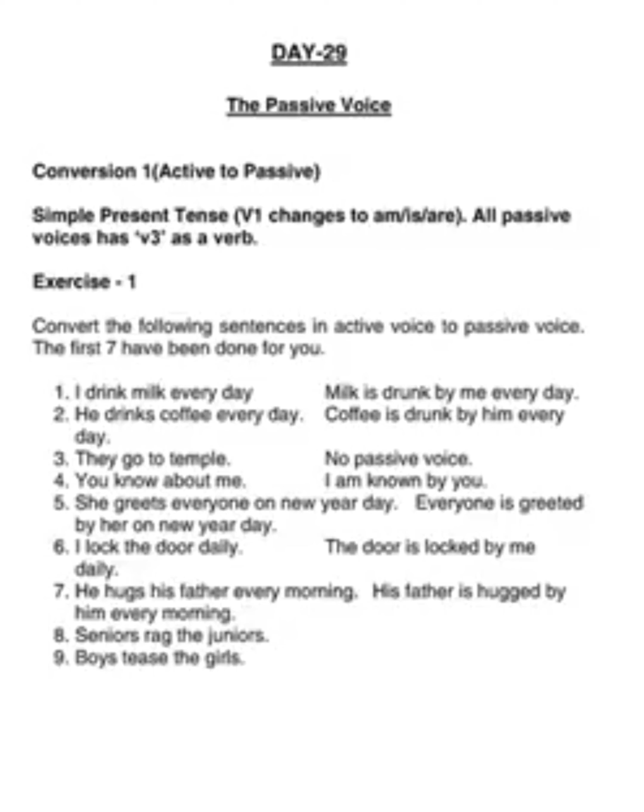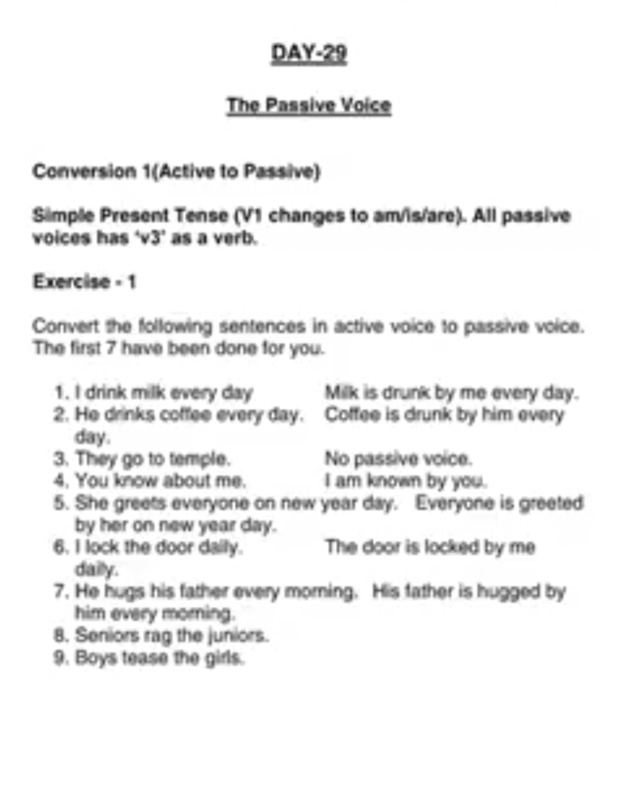Let's do exercise 1. Convert the following sentences in active voice on the left hand side to passive voice on the right hand side. The first 7 have been done. I drink milk every day. First one. Drink is V1. Now, in the passive voice, the object becomes a subject. What's the object here? I drink milk. So, milk becomes a subject. Clear? So, milk is the subject. The first word is milk in the passive voice.